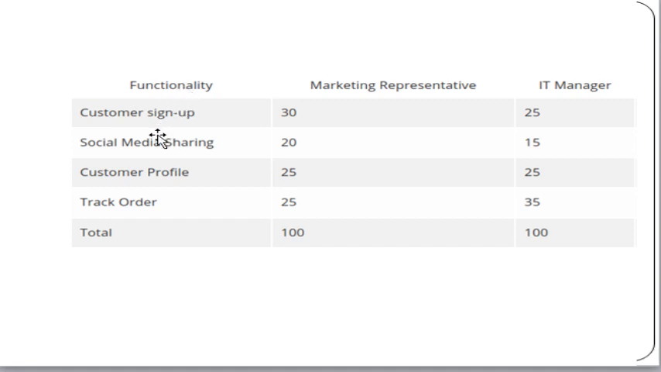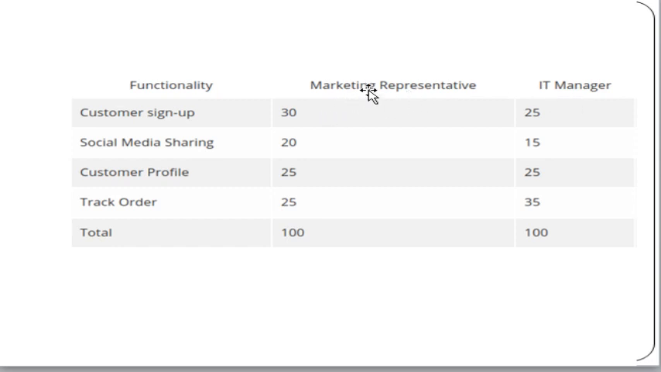we have four user stories: customer sign up into the system, social media sharing with Facebook, Twitter, etc., customer profile, and track the order whatever he is placing. For example, we have these four user stories, these four functionalities available. So one resource is a marketing representative and one resource is an IT manager. So these two resources are available.